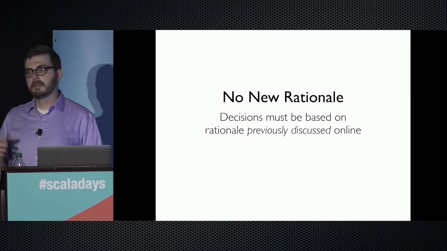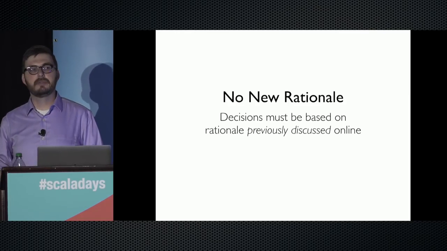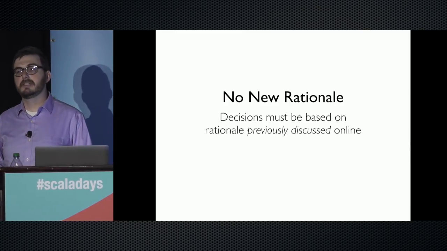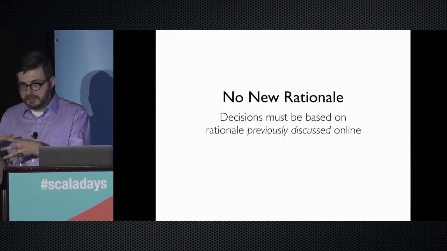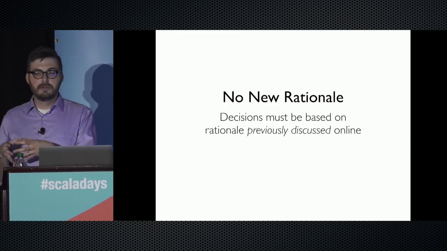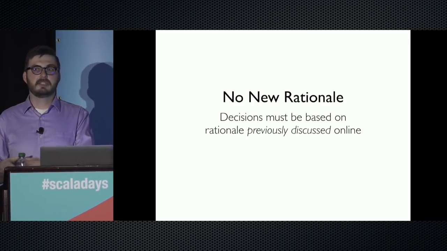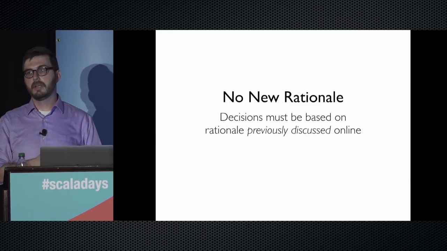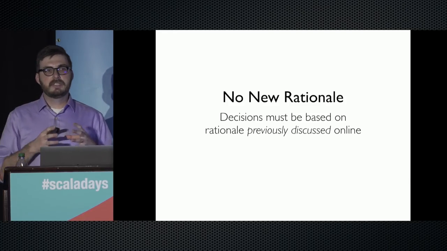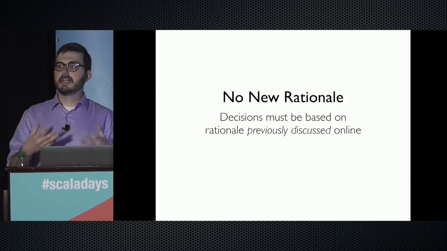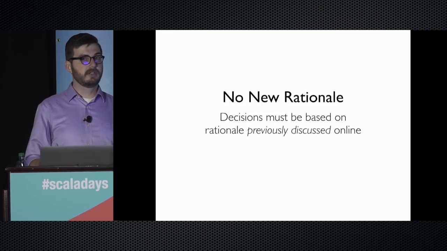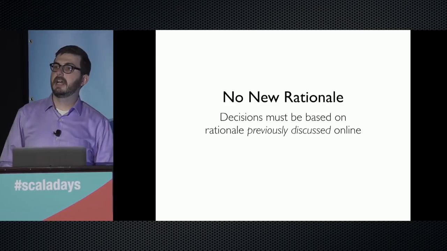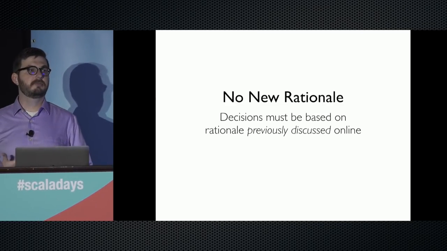So one of the key rules that we've come to adopt is the no new rationale rule. Basically what this means is there are teams of people in the Rust world who are responsible for making decisions about different aspects. There's a language team, standard library team, tooling team, and so on. But those decisions can never be handed down with some new rationale that came out just at the time the decision was made. Whatever is justifying that decision has to be publicly discussed beforehand.